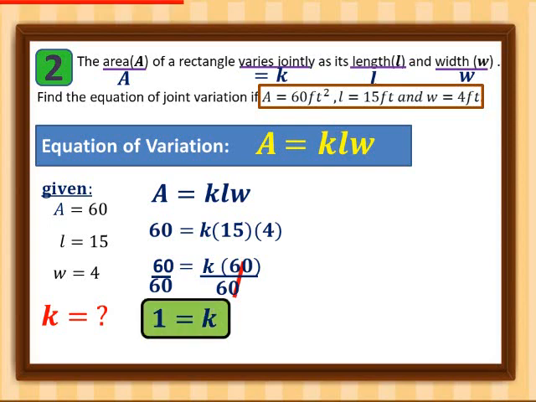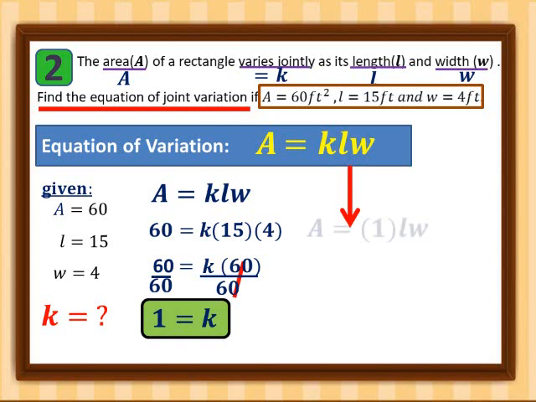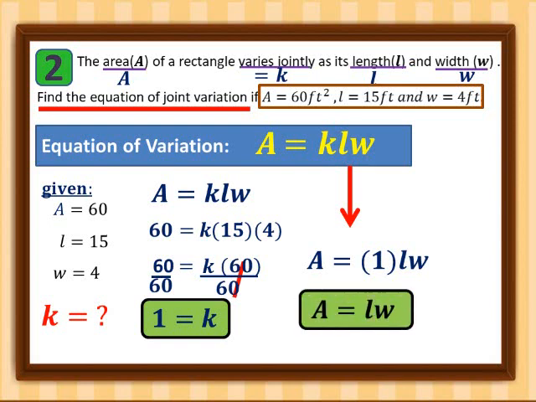Now, find the equation of joint variation. In finding the equation of joint variation, in this equation here, we simply change the k to its value. So we have there k is equal to 1. And since we do not leave the numerical coefficient as 1, we simplify further. This is area is equal to length times width.